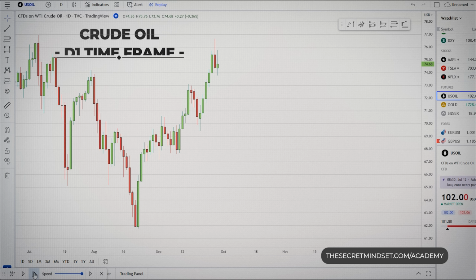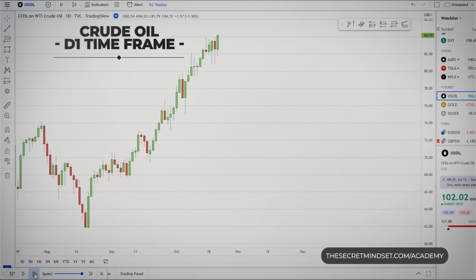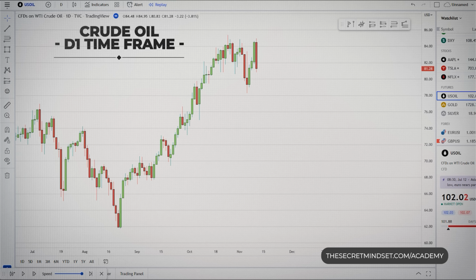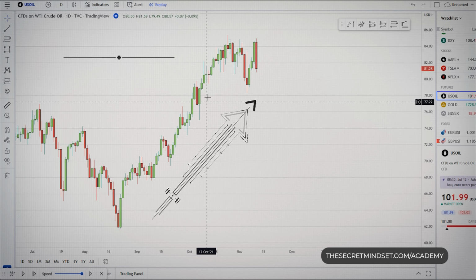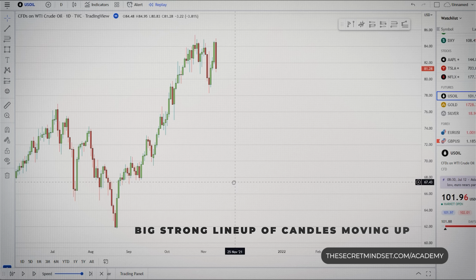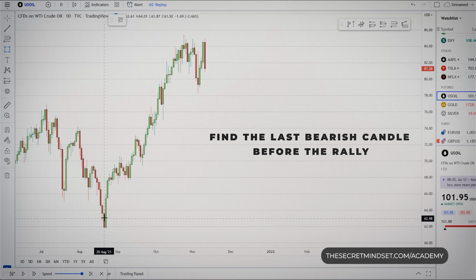We are looking at crude oil. I prefer to analyze higher time frames and pinpoint the entry on lower ones. On the daily time frame, I see a demand area. I see this big strong lineup of candles moving up, candles with long bodies and small wicks. We then identify the origin of the price movement, the last bearish candle before the rally.